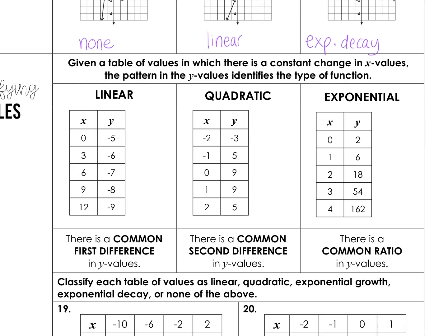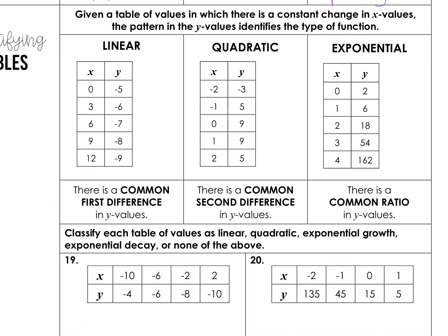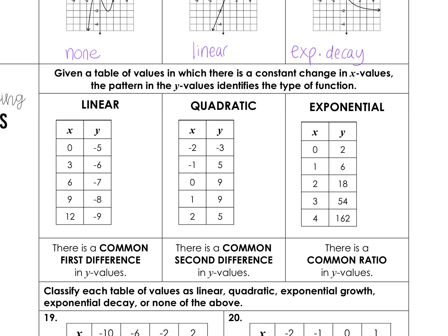And the final concept on your notes is just talking about how to differentiate between these function types based on tables. So this first table here is showing a linear function. And as we talked about earlier this year, for linear functions, there's a common first difference. So that means the differences between these y values are consistent the whole time. So it looks like in this table we're subtracting 1 every single time.